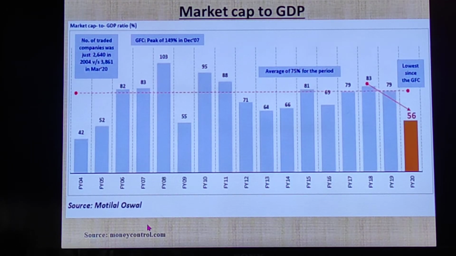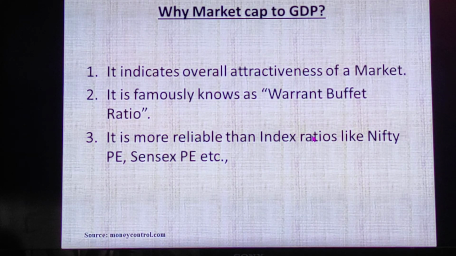This chart has been taken from the moneycontrol.com website. In this chart, the average market cap to GDP in each year is given here. In 2008, the average market cap to GDP was 103, and in 2009 it was 55. The current value of 56 implies that we are somewhere near the 2009 lows. The long-term average of market cap to GDP has been 75%, which means even based on the long-term average, we are undervalued now.